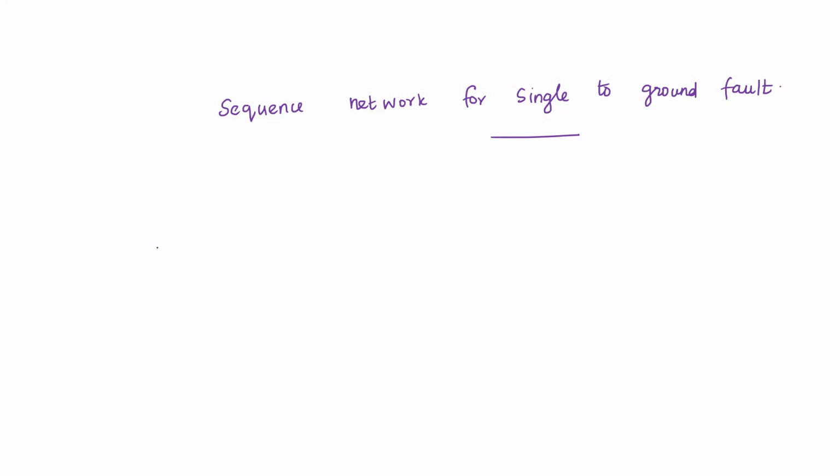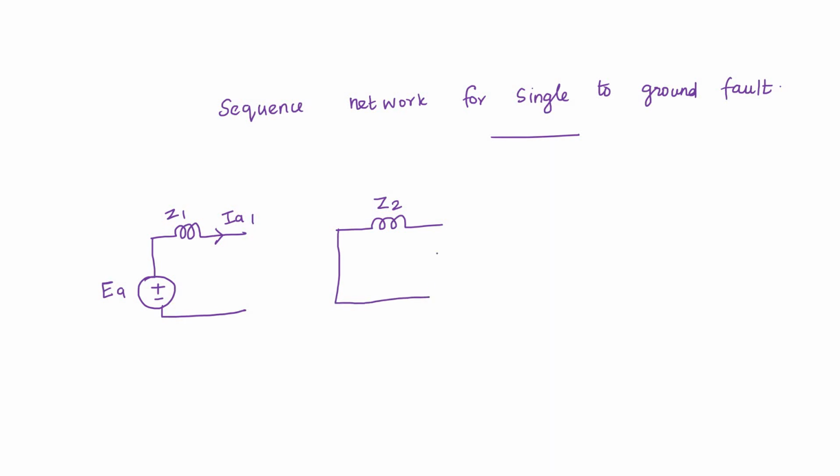The first network is the positive sequence network. Z1. What is the current flowing? Ia1. Here this is the positive sequence network, with voltage Ea. Next I am going to draw the negative sequence network. In the negative sequence network, we have the negative sequence impedance only. There is no voltage. And next I am going to draw the zero sequence impedance Z0. Here there is no voltage.